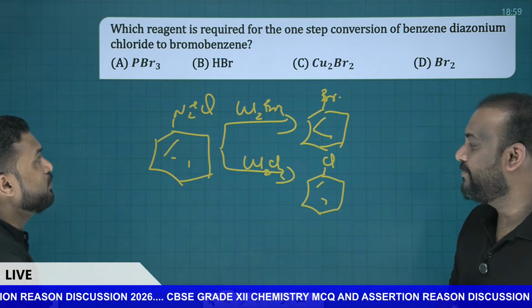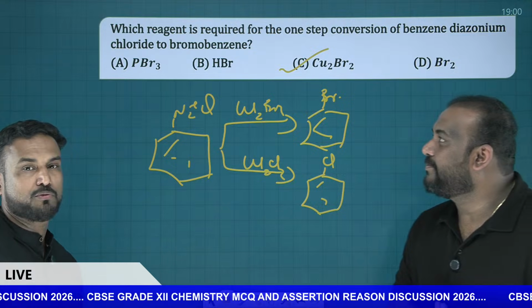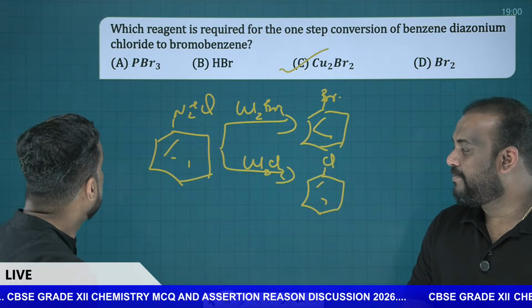Fine, we will go to the next one. So the correct option for this one is Cu2Br2. I think almost all sent the option C. Okay, we will go to the next one.